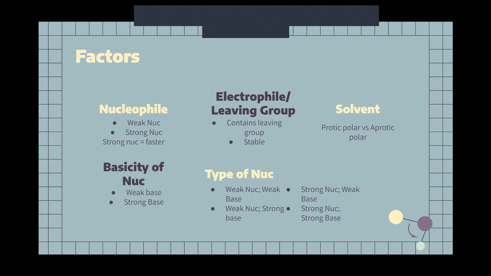And usually basicity wins over stability in most cases with this, especially if it's secondary and tertiary. Primary tends to be where the nucleophile takes over. We'll go into that now.